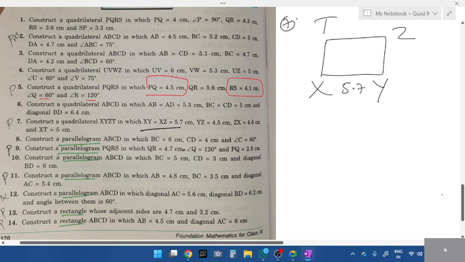Now XZ is 5.7. What do you mean by XZ? Is it the side or diagonal? XZ. What is the diagonal value? Yes. This is how they'll twist the question. So don't take it as a different value. Look at the question and write it. XY is equal to XZ.